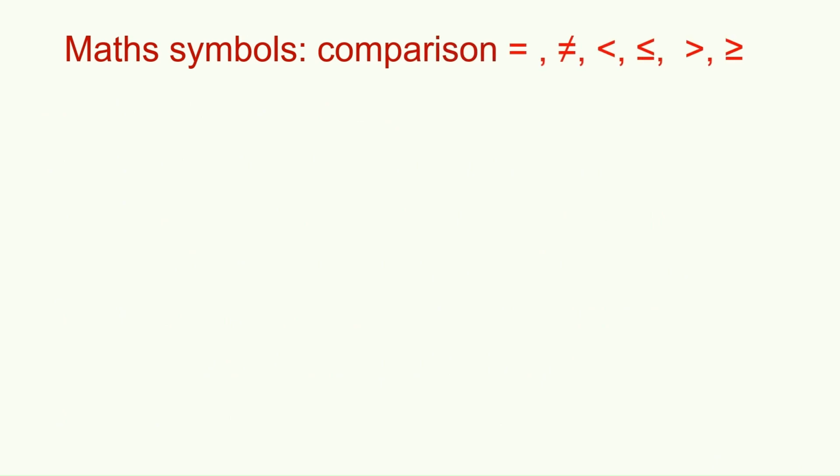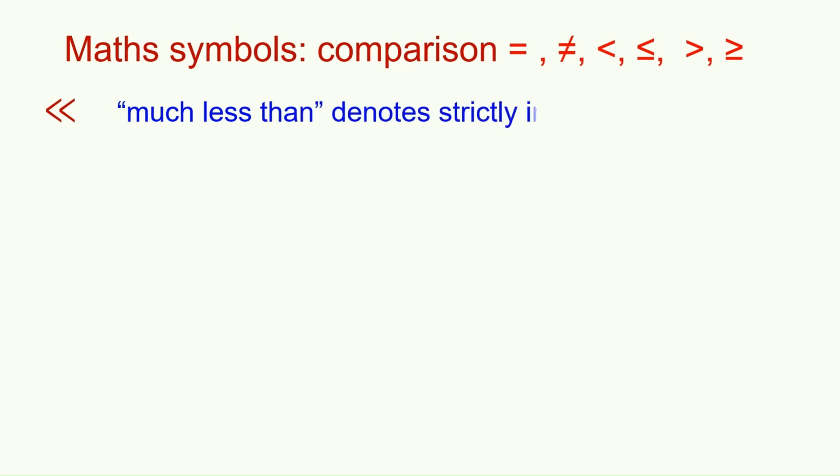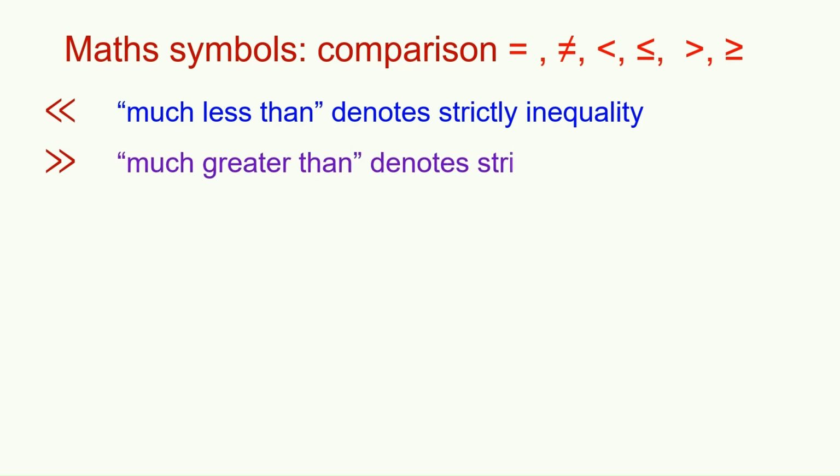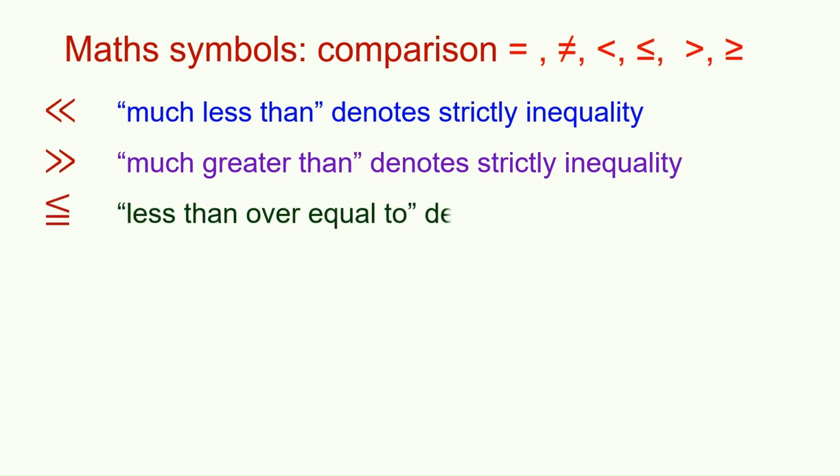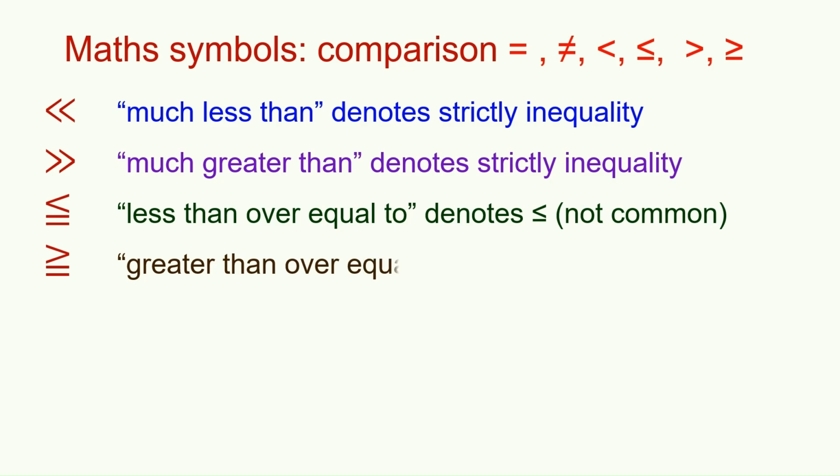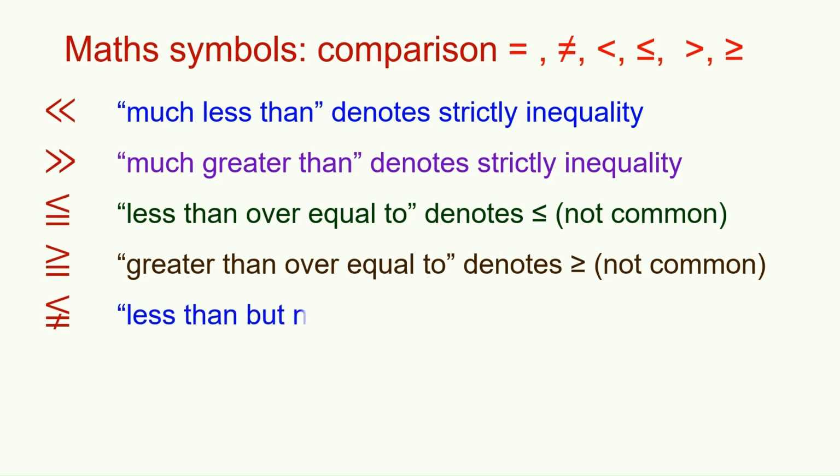Math symbols, comparison. The double less than symbol is read as much less than, and denotes strict inequality. The double greater than symbol means much greater than, and denotes strict inequality. Less than over equal to denotes less than or equal to. This is not common now. Greater than over equal to denotes greater than or equal to, not common.